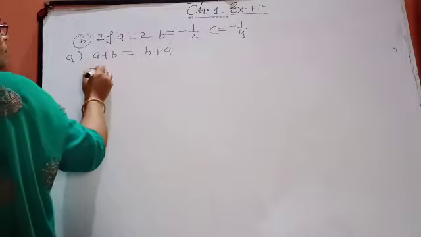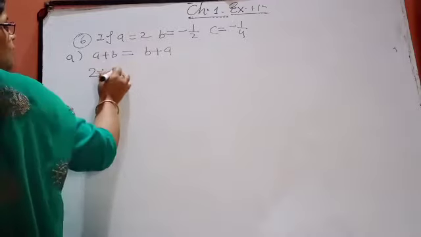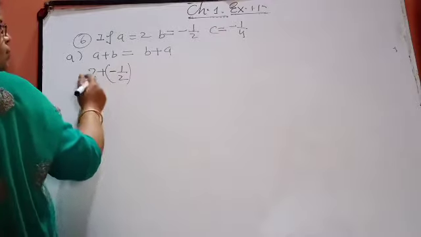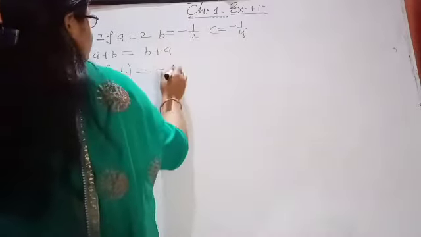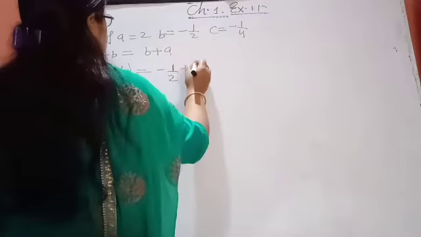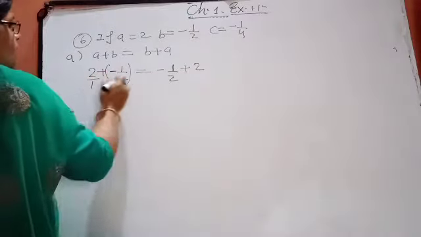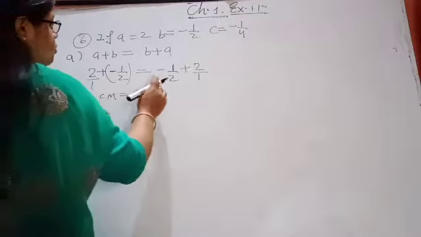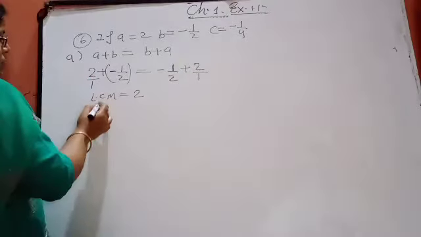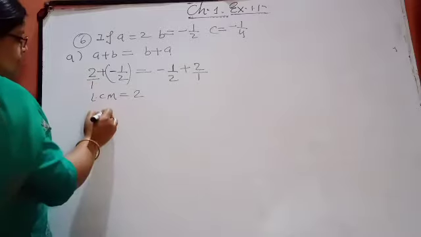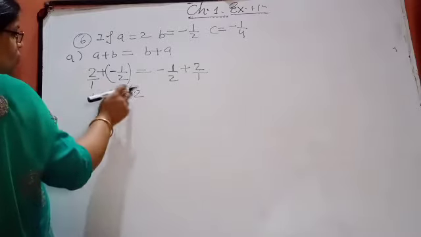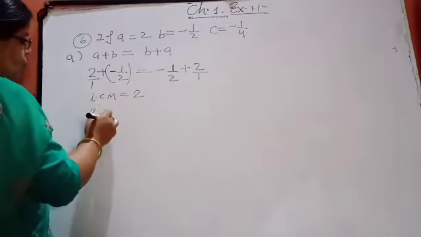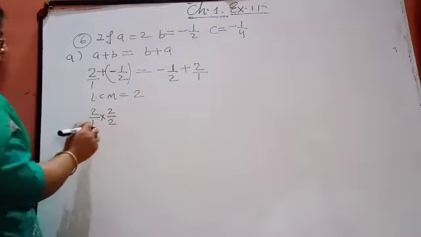A means 2 plus, and here we will not write it like that. This is the wrong process, because two signs are coming together. So in the second one you will put a bracket: b, minus 1 upon 2, plus a, means 2. Now put 1 under it, and here also 1. The LCM is 2 on both sides. So multiply the first one, 2 upon 1, by 2 upon 2, for making the denominator 2.